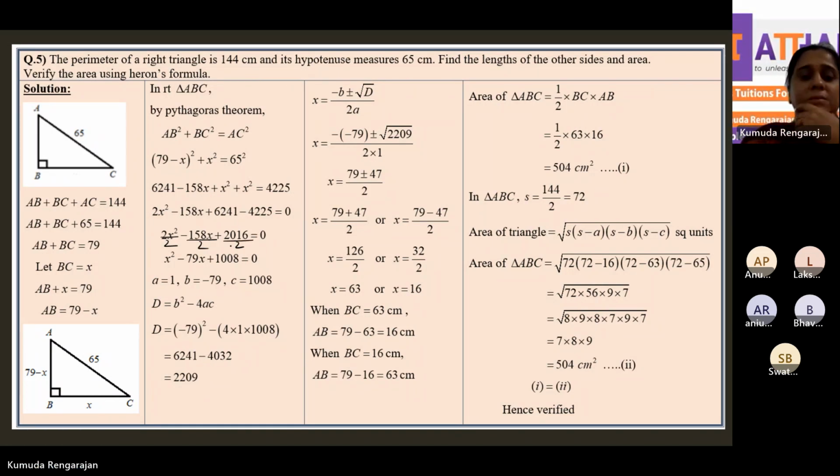All right. So that gives us x squared minus 79x plus 1008 is equal to 0. Now this looks difficult to find the factors by splitting the middle term. If you have to find the factors by splitting the middle term, you can. It's not impossible. It is possible, but it looks slightly difficult.